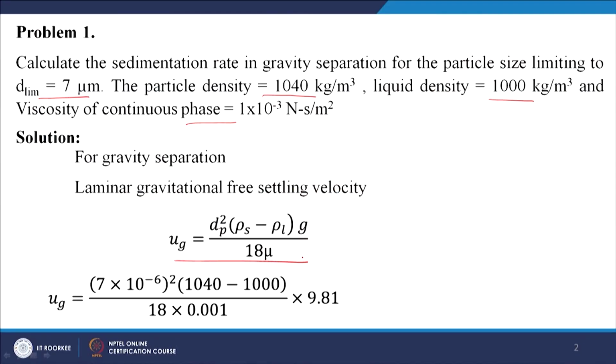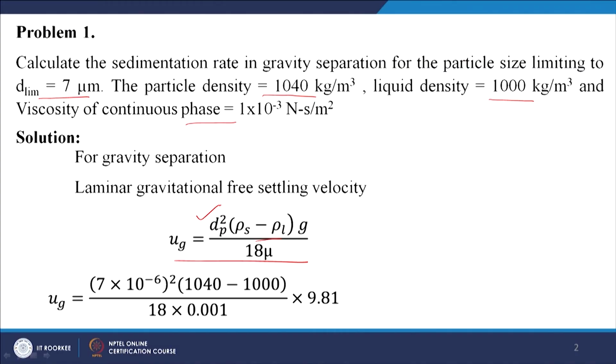If we assume laminar flow conditions, then Stokes law is applicable, and in that case we can find the terminal settling velocity as per this formula: terminal settling velocity is equal to dp square into rho s minus rho l into g divided by 18 into mu, where dp is the diameter of the particle, rho s is the density of the solid particle, rho l is the density of the fluid in which the particle is falling, g is the gravitational acceleration, and mu is the viscosity of the media.